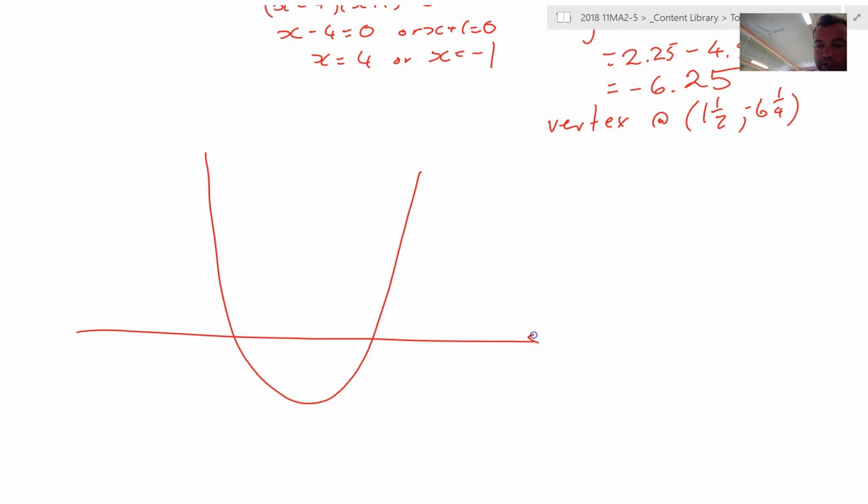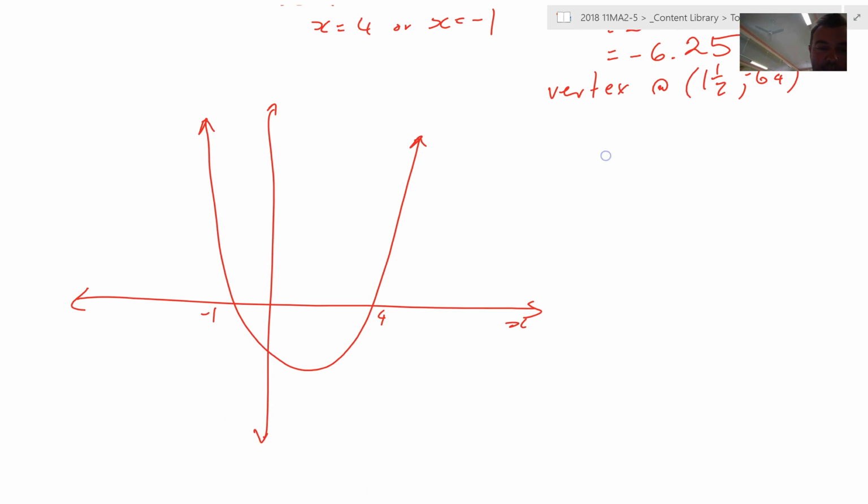Now, it crosses the x-axis. These should have arrows on the end. Probably not going to be marked down, but anyway. The parabola crosses the x-axis at negative 1 and at 4. Okay, so that means that my y-axis is somewhere around here, and the parabola crosses my y-axis at negative 4.